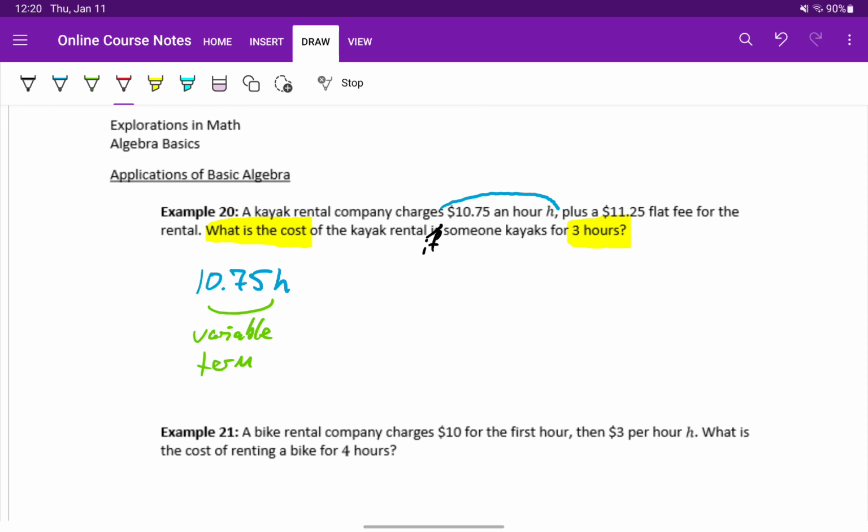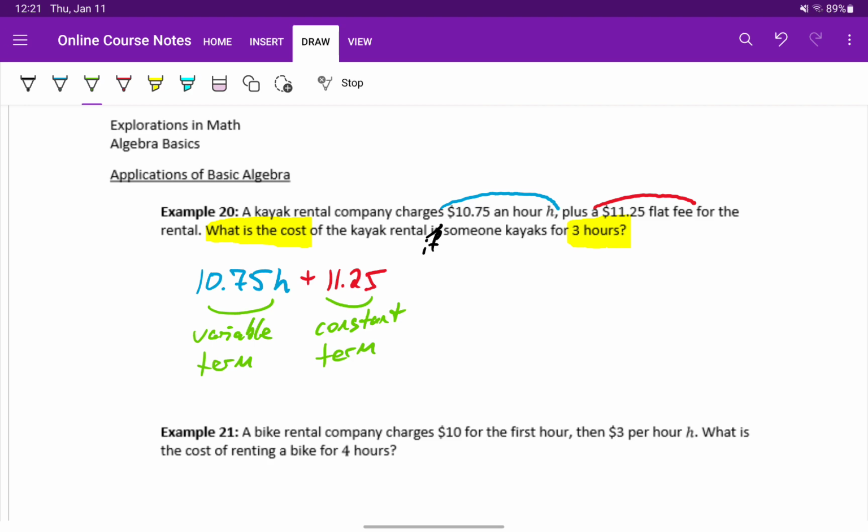And then we have another piece of information that we are also charged an $11.25 flat fee. So flat fee meaning it doesn't matter how long we rent, 1 hour, 12 hours, that flat fee is just a single one-time charge. So we have to add to our hourly rental the $11.25 that we only have to pay once. In this case, that's our constant term.